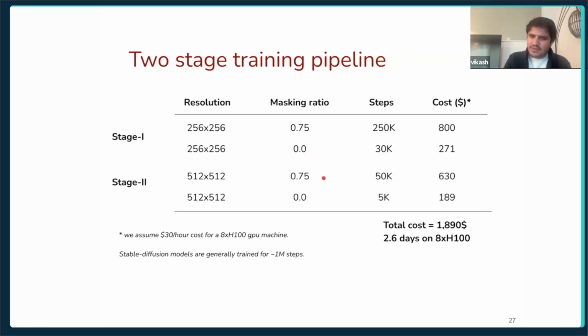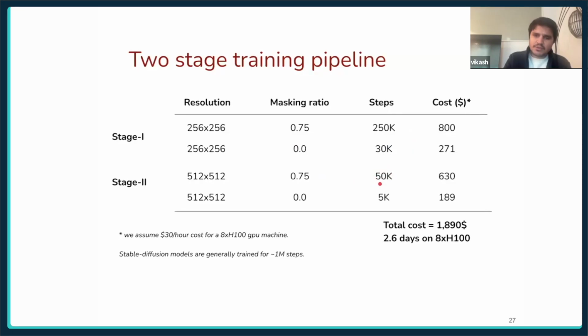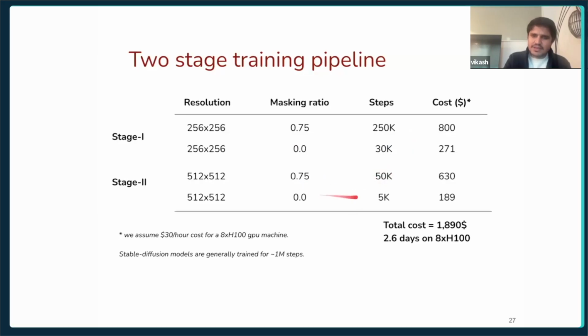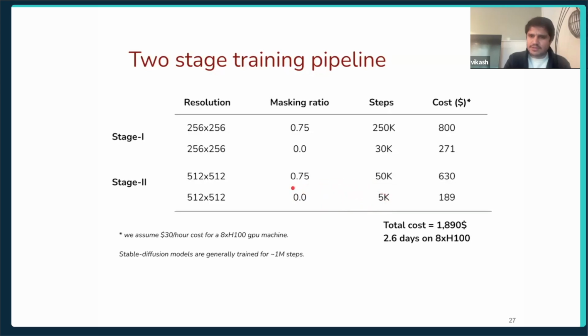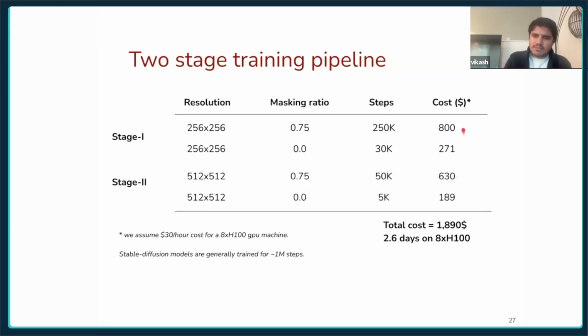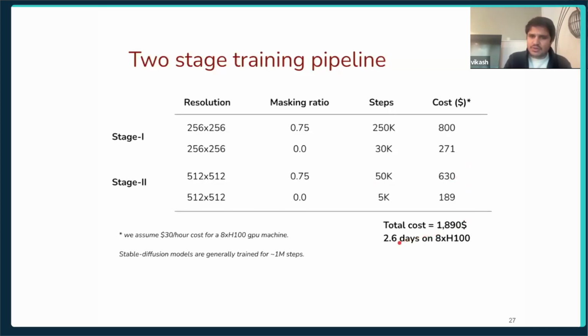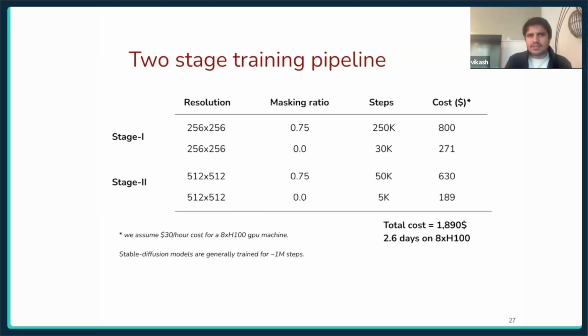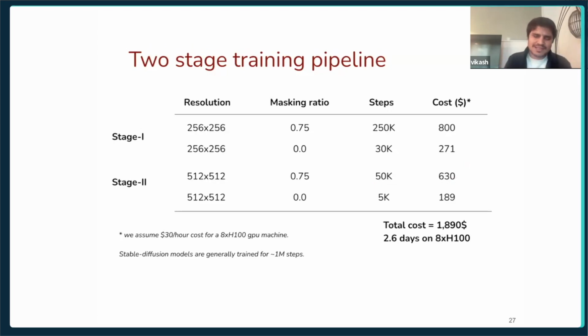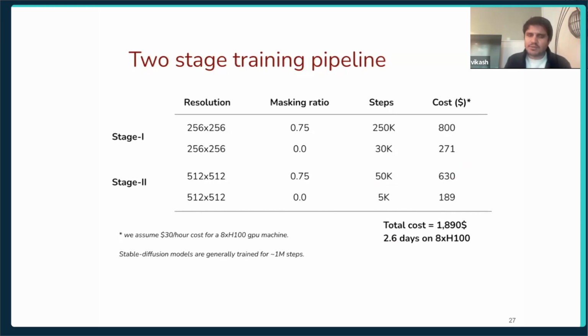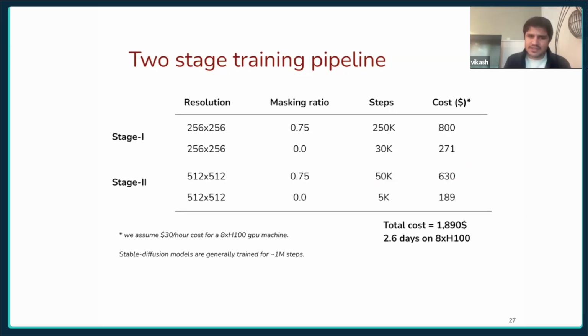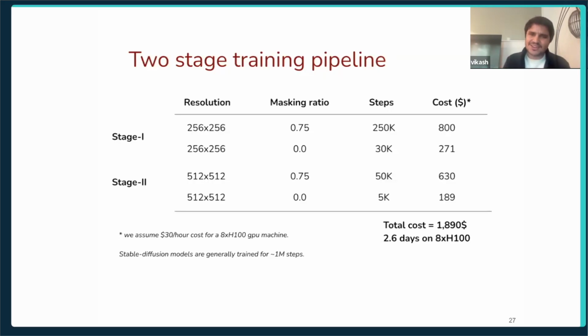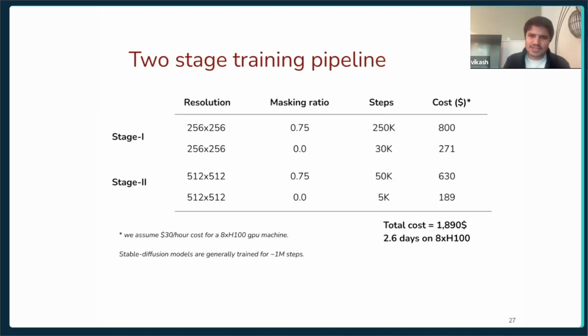Similarly, at 512 cross 512, we do a higher number of steps with 75% masking, and then a relatively small number of fine-tuning steps with no masking. And that in turn made our total training budget 1890, which I mentioned at the start of the talk. And the total training time on 8 H100 GPUs was 2.6 days. To share a bit more, this training was optimized reasonably well, but certainly there is room for improvement, even from a software stack. I think there is Flash Attention 3 at this point, which we didn't deploy. So there is more room to squeeze out more performance here and reduce the cost even further.